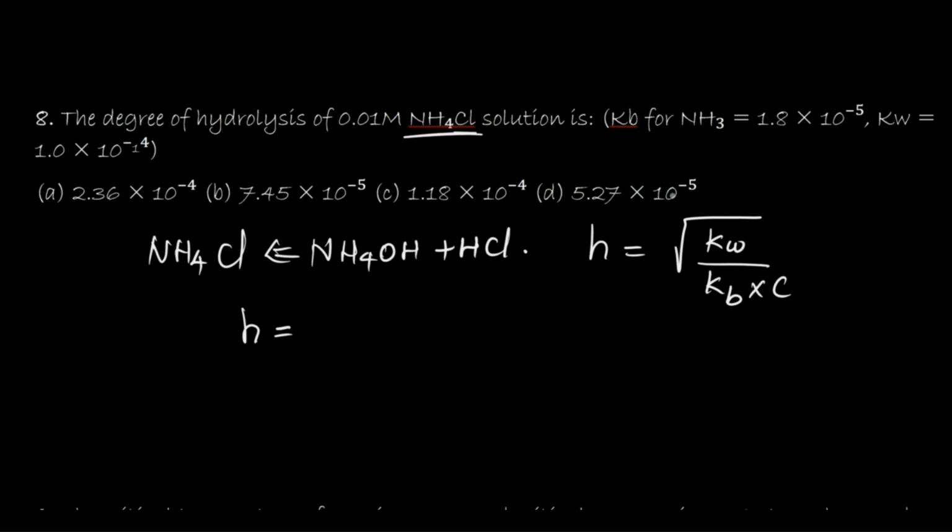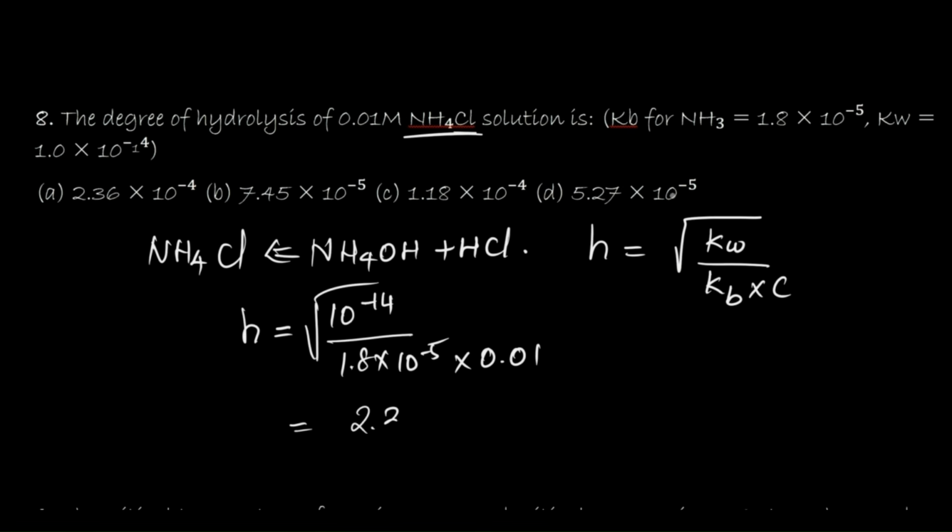So h is equal to root of Kw value, 10 to the power minus 14, divided by 1.8 into 10 to the power minus 5, that is the Kb value, into concentration 0.01, which will become the answer 2.36 into 10 to the power minus 4. Option A.